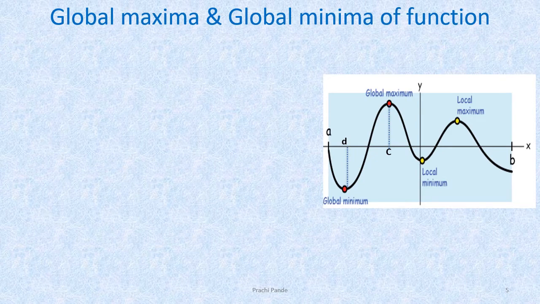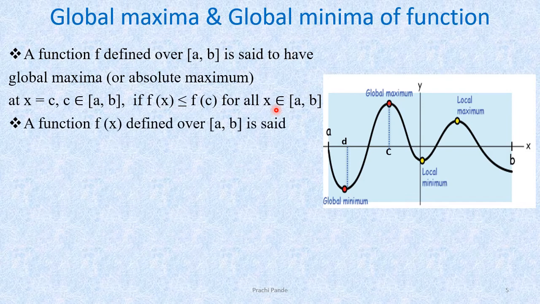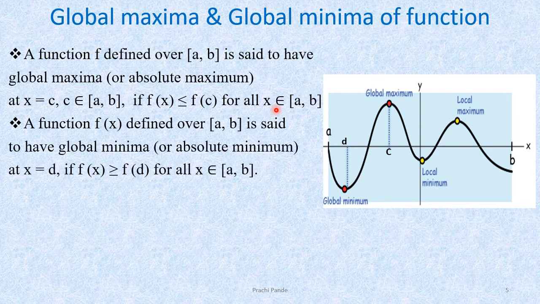Global maxima and global minima of a function. A function f defined over a closed interval [a, b] is said to have global maxima at x equal to c, where c belongs to [a, b], if f(x) is less than or equal to f(c) for all x belonging to [a, b], and it has a global minima in the interval [a, b] if at x equal to d, f(x) is greater than or equal to f(d) for all x belonging to [a, b].